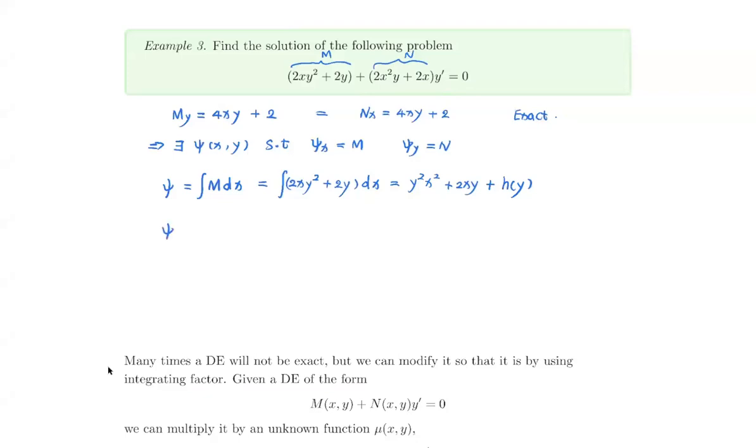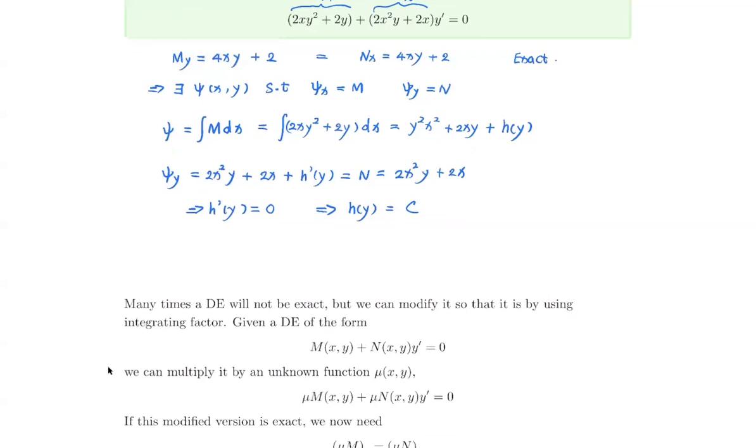Psi of y is going to equal 2x squared y plus 2x plus h prime of y. We know this is going to equal n, which is 2x squared y plus 2x. We know they're going to be equal, so cross them out. That's going to tell you that h prime of y equals 0. Since h prime of y equals 0, we can take the integral on both sides to find h of y, which has to be a constant.